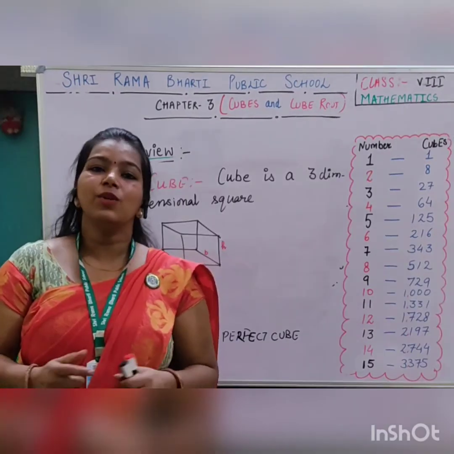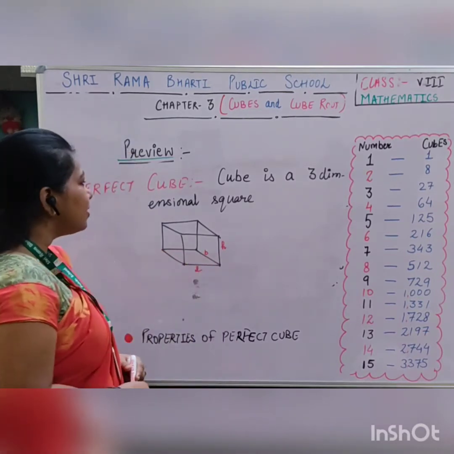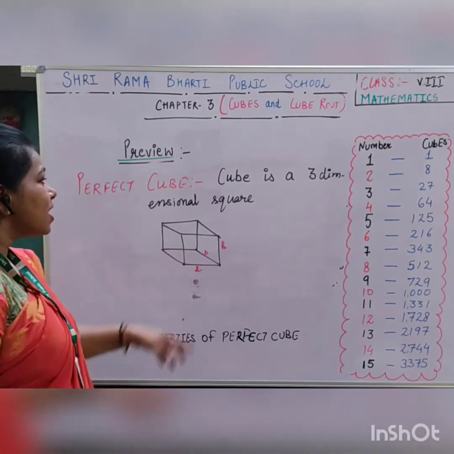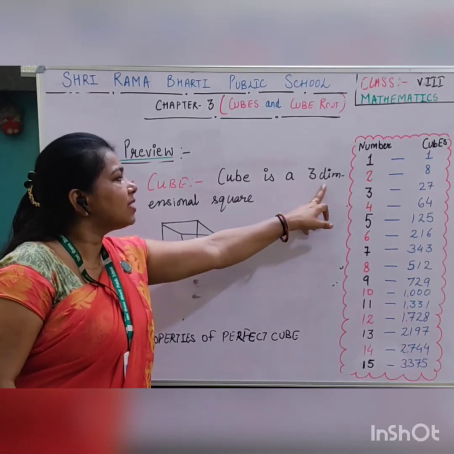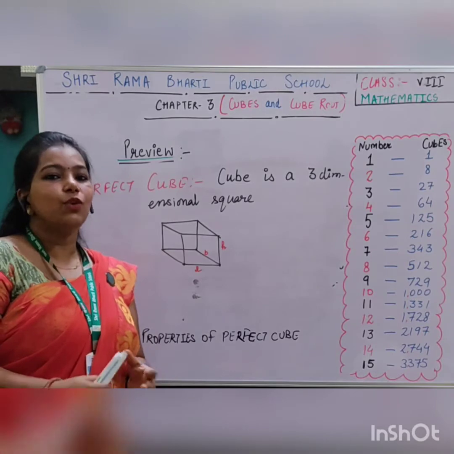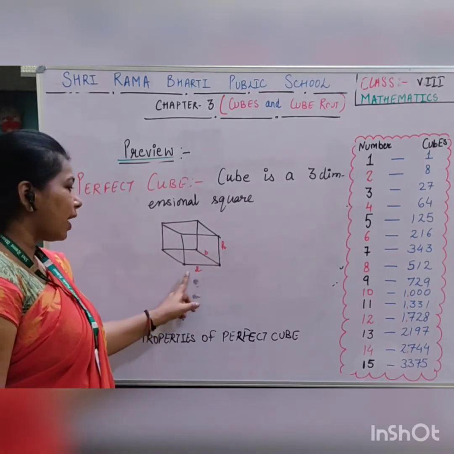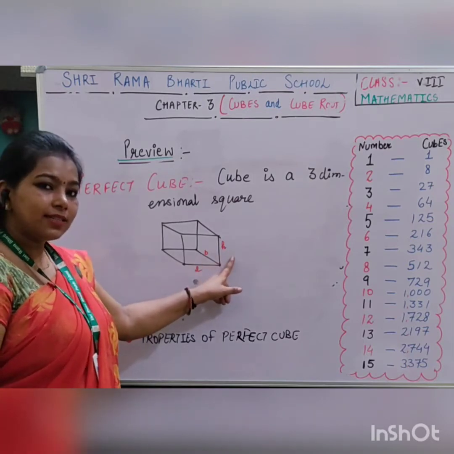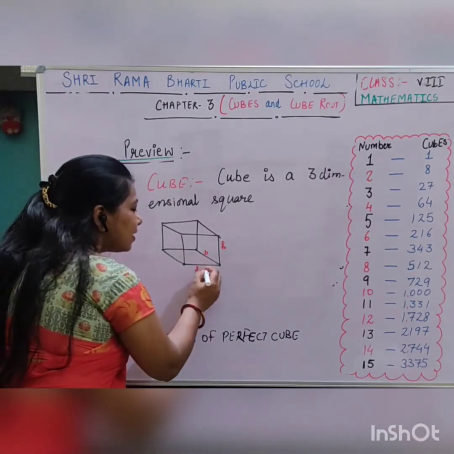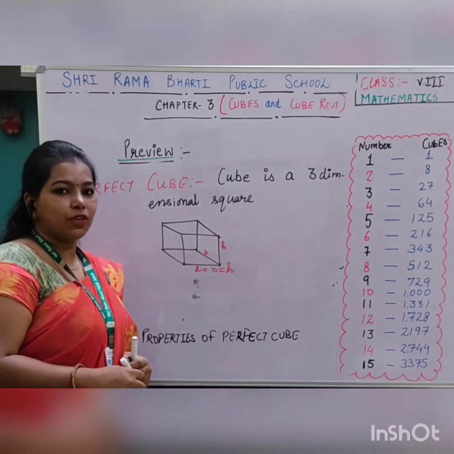Understood? Now let's go deep into the topic geometrically. In geometry, you have learned what is a cube and a cuboid, right? So here we can say a cube is a three-dimensional square. How three-dimensional square? As we know, when we want to form a cube, we require one length, breadth and height to form a cube. So if we have length equal to breadth equal to height, then only we can form a cube, right?